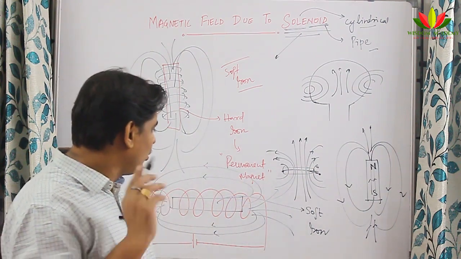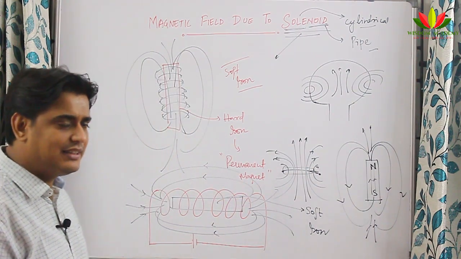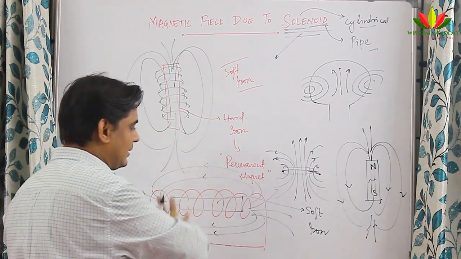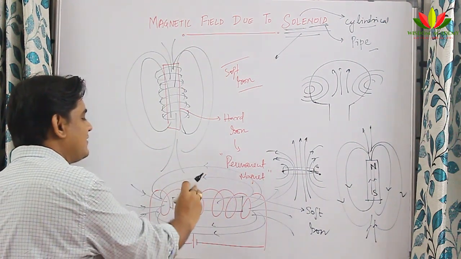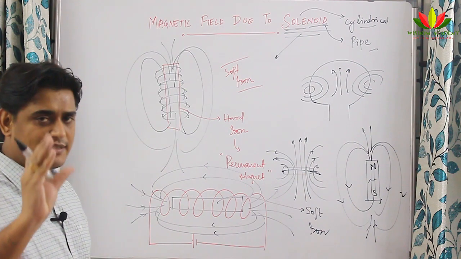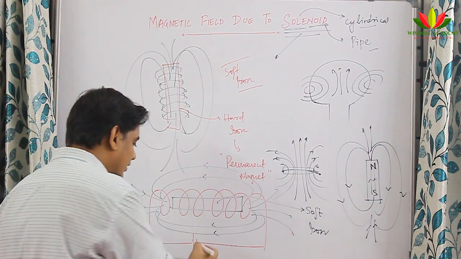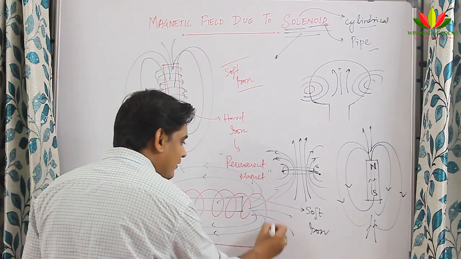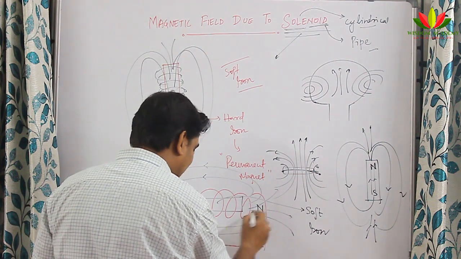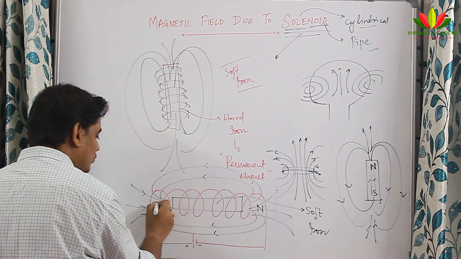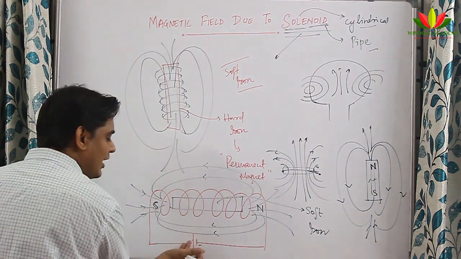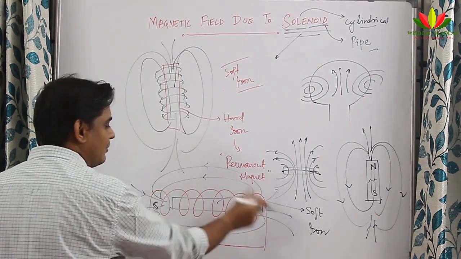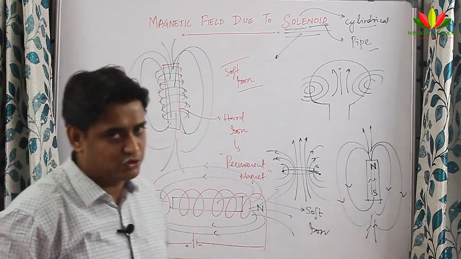One more thing I want to tell you, very important thing. Someone can ask, sir, if you are telling this is a magnet, then which end behaves like a south pole, which end behaves like a north pole? So remember that wherever the negative terminal is attached, that will make the north pole and the positive terminal will make the south pole. So suppose I reverse the polarity, then this will become north, that will become south, the direction of magnetic lines of force also changes.